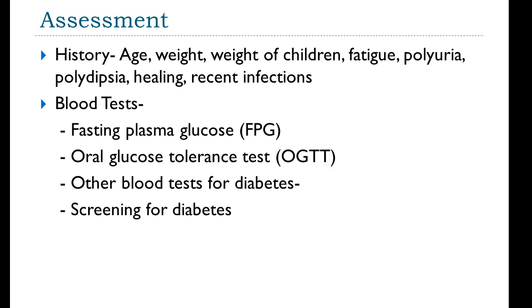We look at their age. Are they in that age where they would be more susceptible to acquiring type 2 diabetes? We look at their weight. We look at the weight of the children, especially with female patients. How big were your babies when you delivered them? Were they over 9 pounds? Do you experience a lot of fatigue? Do you experience polyuria, polydipsia? What about healing? When you get an injury or a cut, how well do you heal? And what are your recent infections?